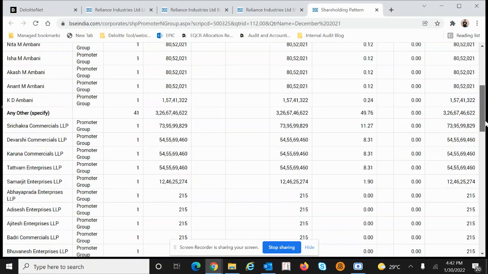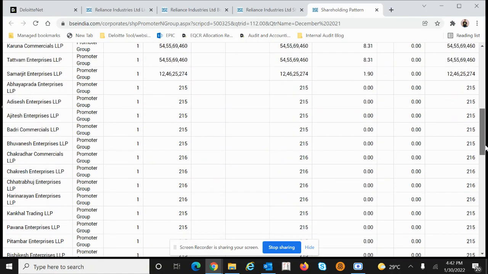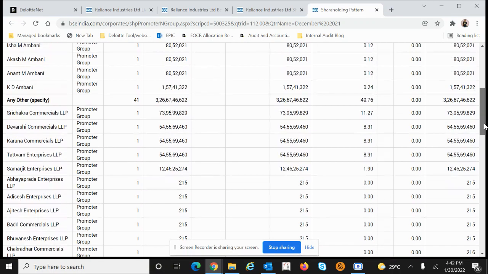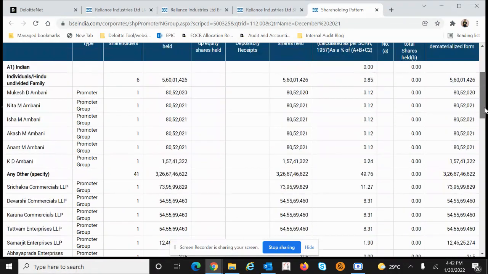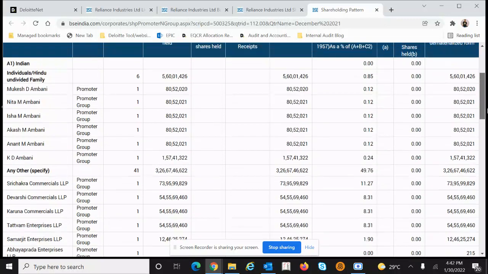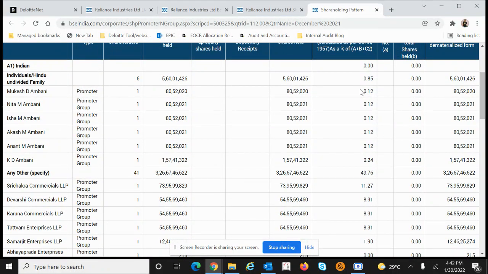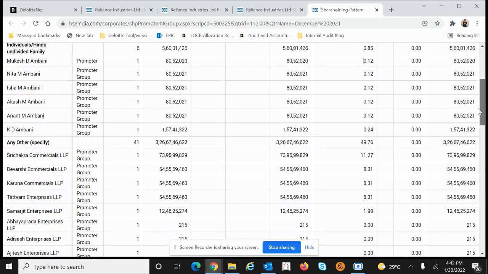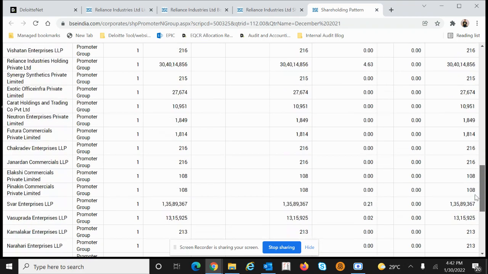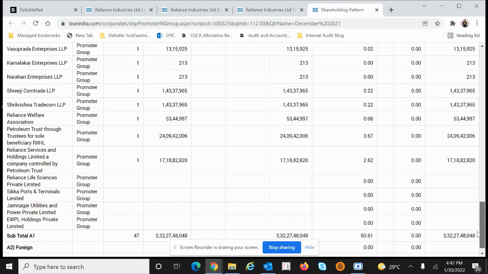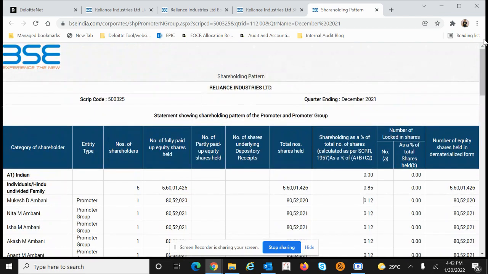Those LLPs are all of the promoter group, meaning that Dhirubhai Ambani and Neeta Ambani are the partners in those LLPs. That's why it is called a promoter group. So these are the promoter group entities. As you can see, Mukesh Ambani personally is holding only 0.12% in Reliance Industries, and the remaining is held by the promoter group and all the LLPs of the promoter group. So these are the details of the promoter group.